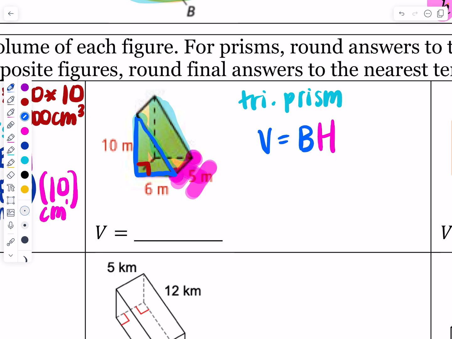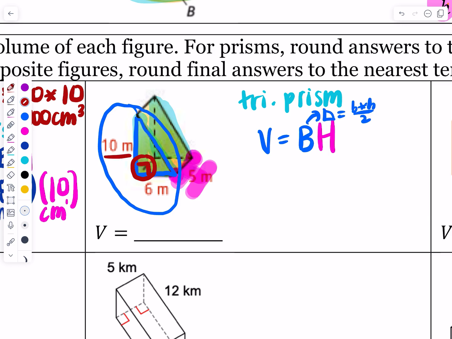Okay, so now let's find our area of the base. Well, what shape is the base? Since the base is a triangle, I know that my formula is going to be base times height divided by 2. So I'm going to look at just this shape. What are my base and height of this shape? With the right angle, you always find the ones that are perpendicular to each other. It has to have that marking. And so that's going to be 10 and 6. So that's going to be 10 times 6 divided by 2.